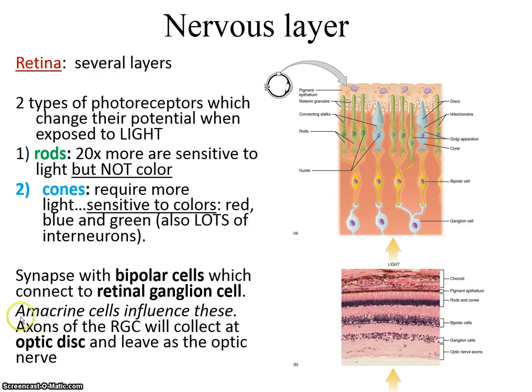And there are a couple other cell types in here that can help modify this, but eventually all these axons collect together at the optic disc. At the optic disc there are no rods or cones, and we also call this the blind spot, because if light hits the optic disc, there are no receptors to provide vision. And this is, of course, where it leaves collectively as the optic nerve.